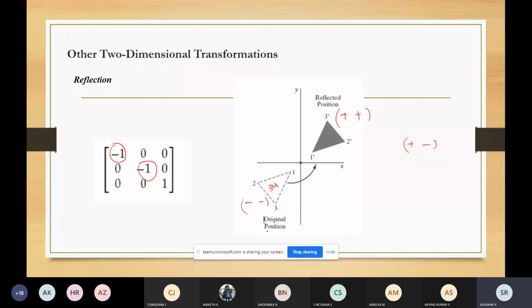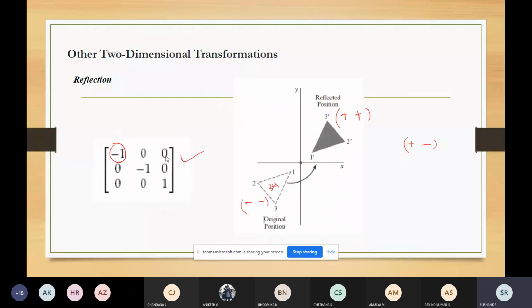So you can obtain this. Here, this is perpendicular to the xy plane, and the matrix which represents this reflection is given by this one. So this is the third scenario.